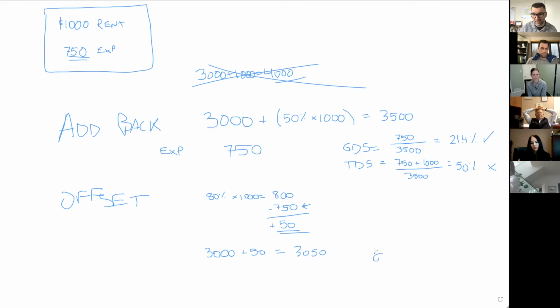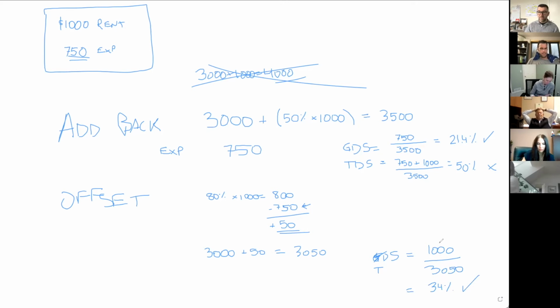So our GDS calculation looks like this. Sorry, I should say TDS. I'm totally wrong. TDS is now $1,000, because that's the only other expense that exists, divided by 3,050. And what is our TDS then? 34%. Does that work? Okay, exact same numbers, but this scenario works and this one doesn't.